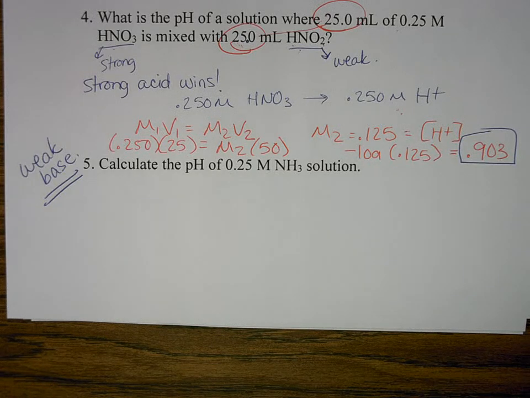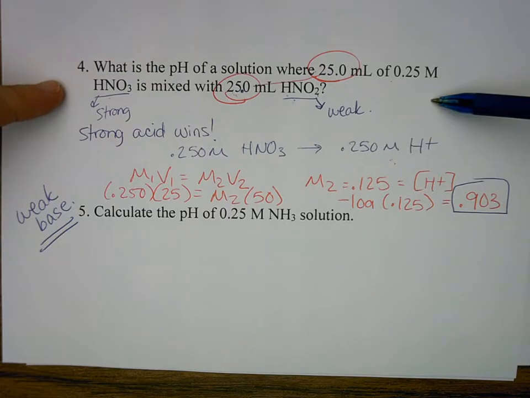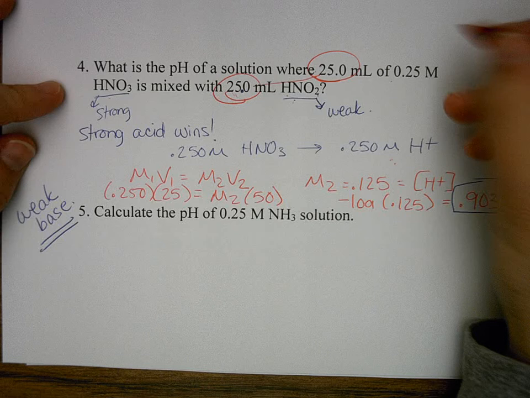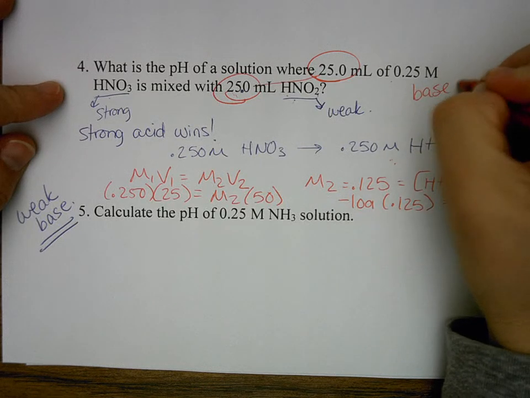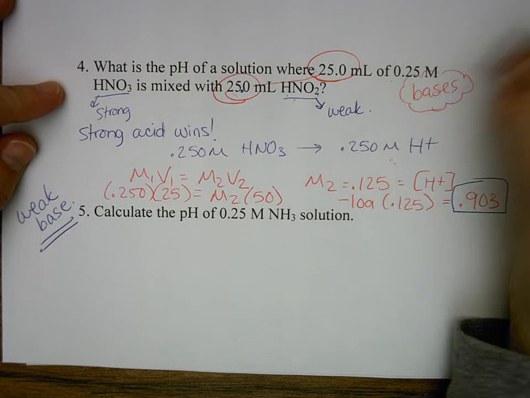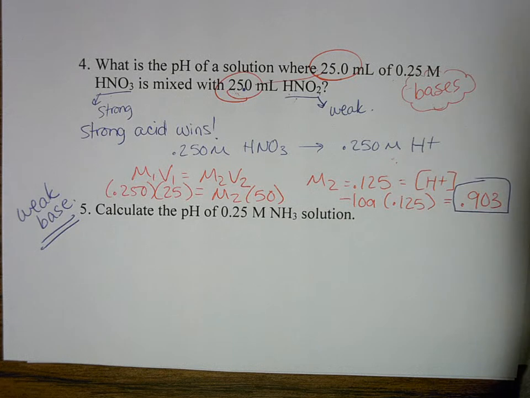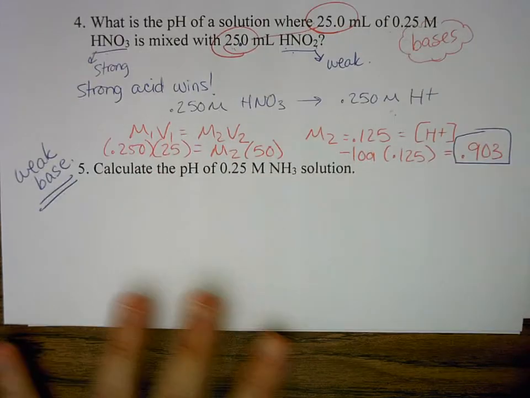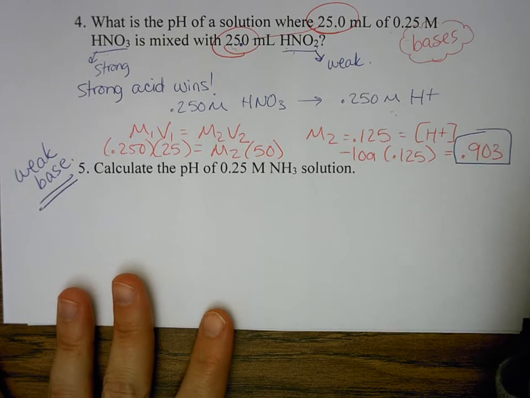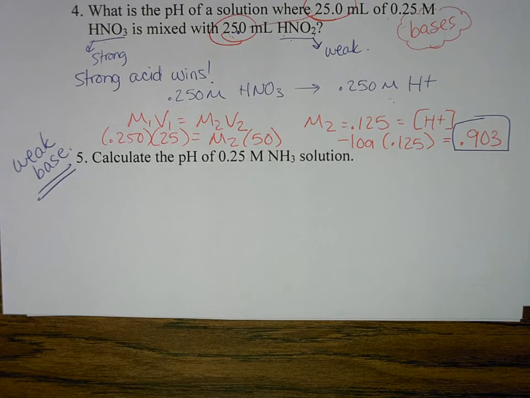All right, by the way, on this one, number 4, if you're dealing with bases, it's the same rule. If you're combining a strong base and a weak base, the strong base is the only one that matters, but you have to take into consideration the volume change. Okay, I've got an NH3 solution. You should always recognize NH3 as basic. That's a common one that you're going to see a lot.